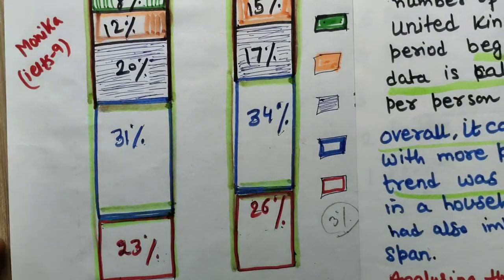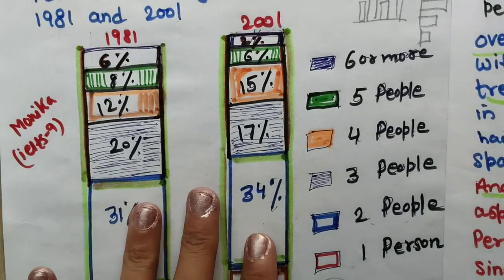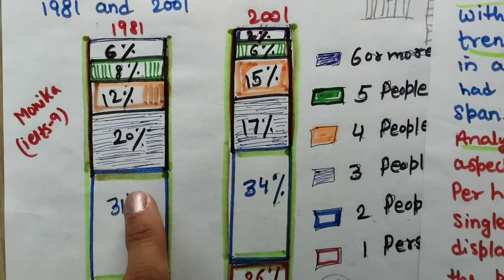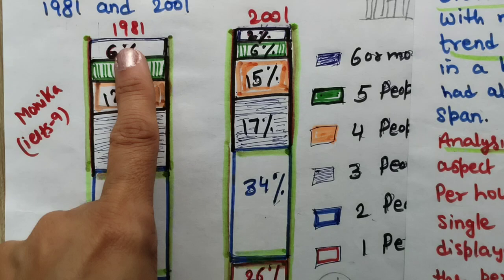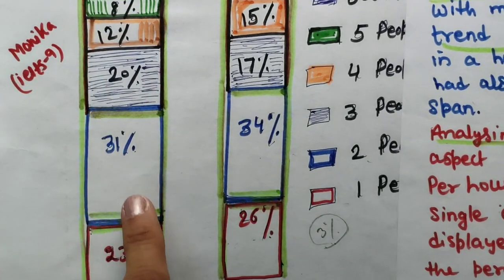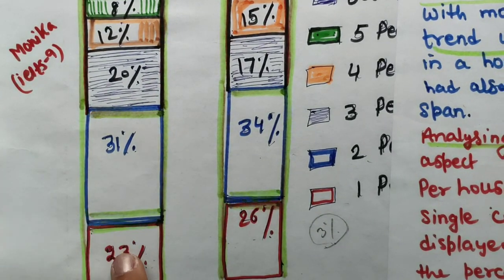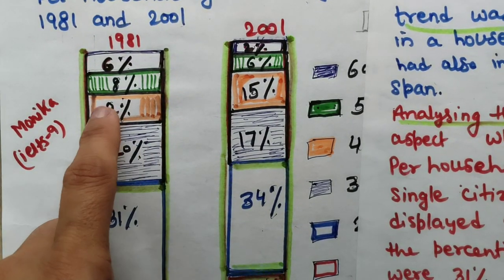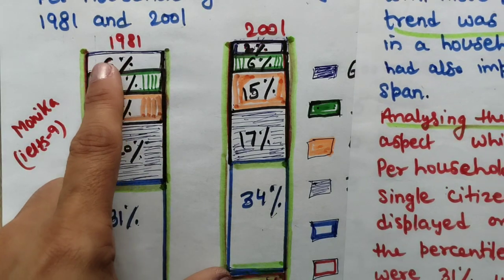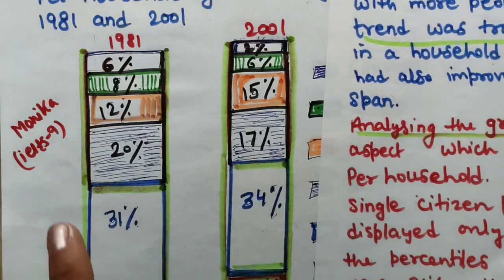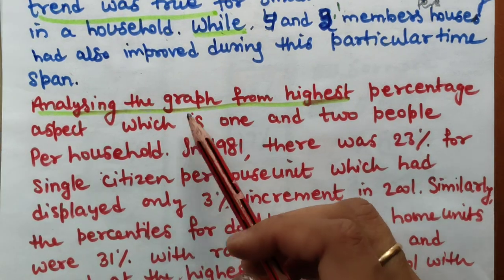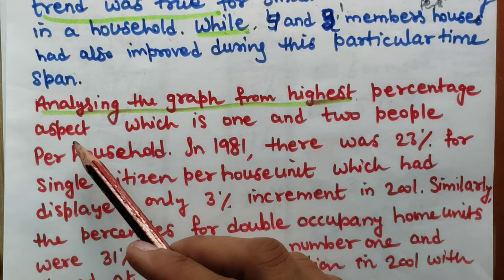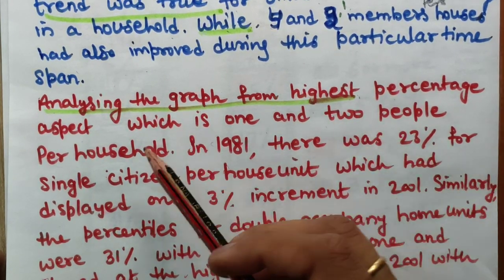Now coming to the detailed paragraph, how you will be writing this detailed paragraph. You can write contrast also. You talk about the first number and the opposite, that is the least number, or talk about the first 2 categories, the highest one and the second highest one in one paragraph, and then talk about these 2, and then you can combine the information of these 2. Okay, it's your wish. So here is how I have started analyzing the graph from the highest point of view, you can say, but I have written the highest percentage aspect, which is 1 and 2 people per household.